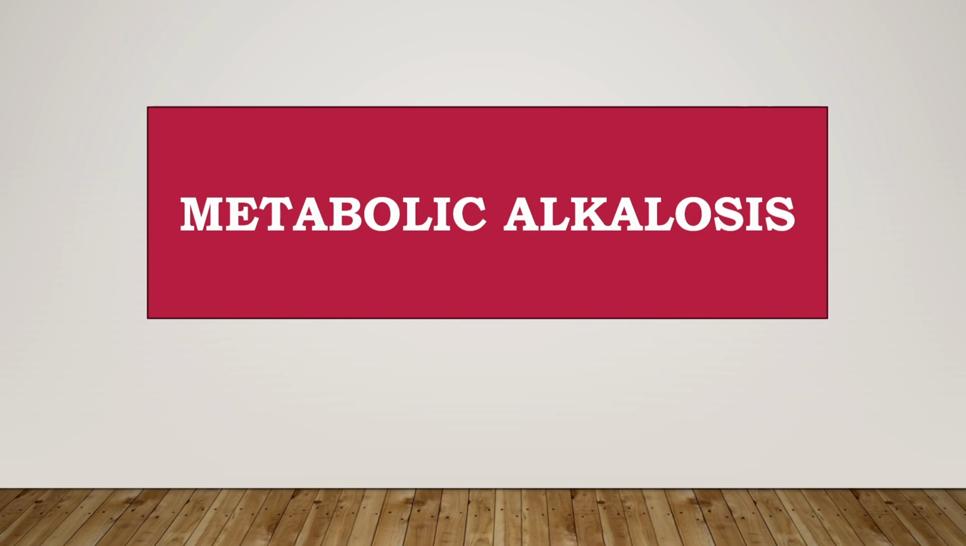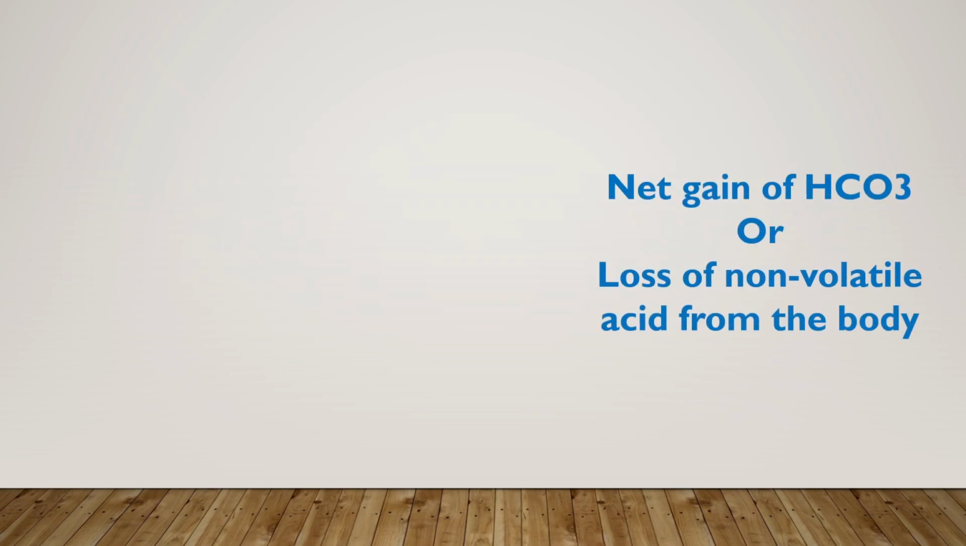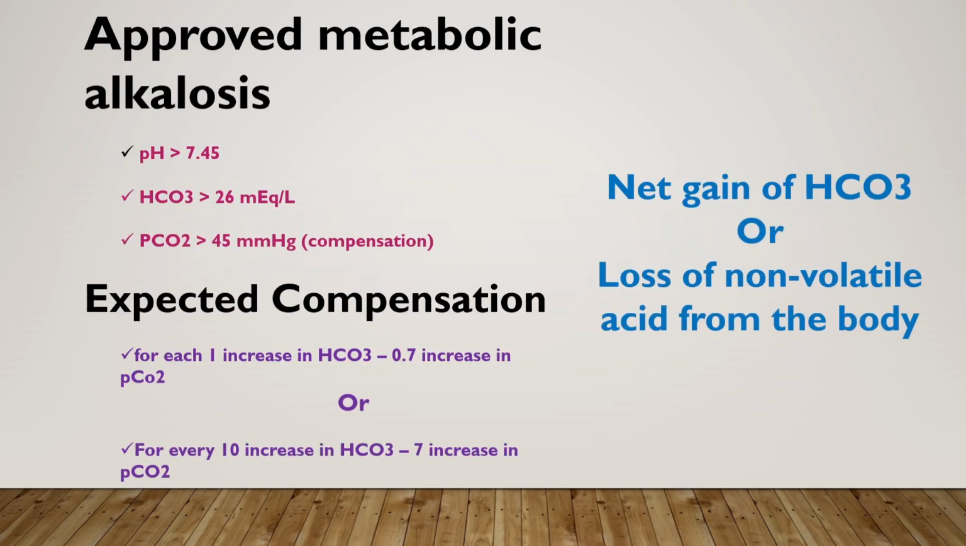Now we come to metabolic alkalosis. Concept: pH and PCO2 go in the same direction. pH more than 7.45, PCO2 more than 45 as a compensation. Bicarbonate, as we all know, will be more. Expected compensation: for every 1 increase in bicarbonate, you get a 0.4 increase in PCO2. For every 10 increase in bicarbonate, you get a 7 increase in PCO2. That is what metabolic alkalosis does: a net gain of bicarbonate or the loss of non-volatile acid from the body.